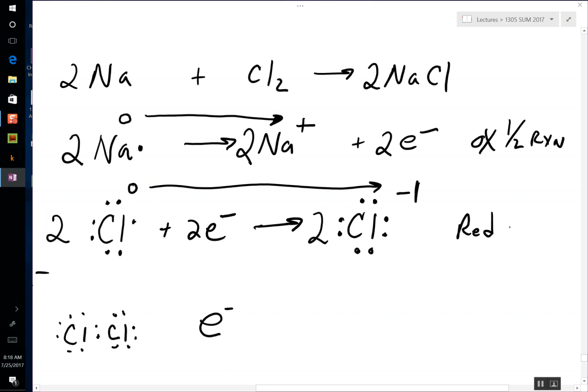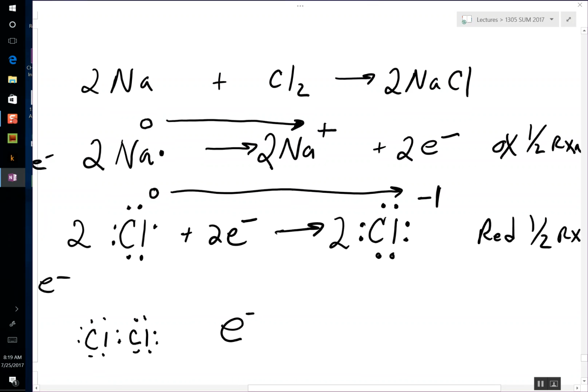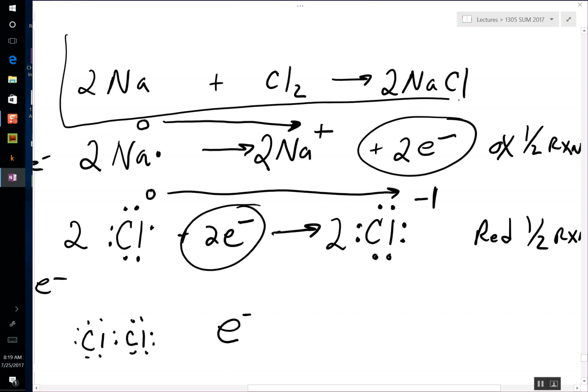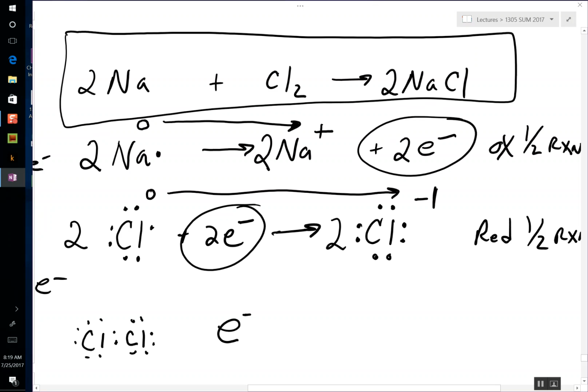And this is the reduction half reaction. All right? They never happen. Oxidation never happens without reduction happening. And notice that these electrons that I'm saying are really critical to this whole thing don't show up in the overall writing out of the chemical reaction.